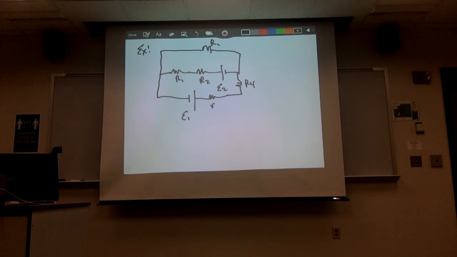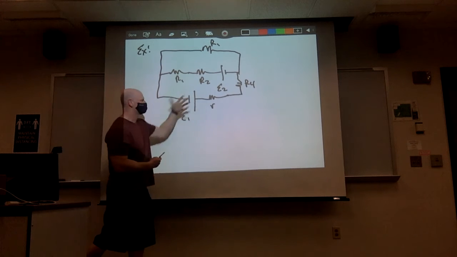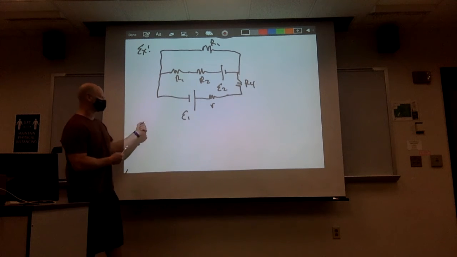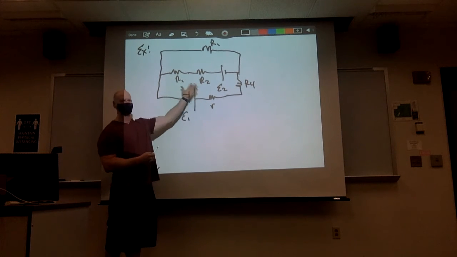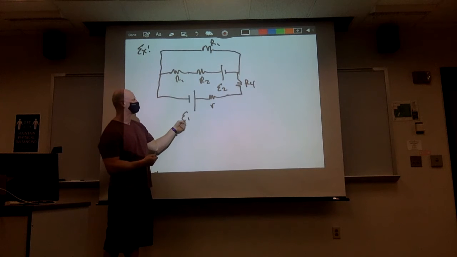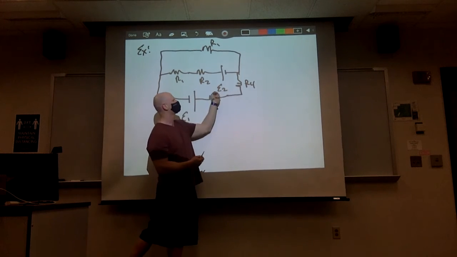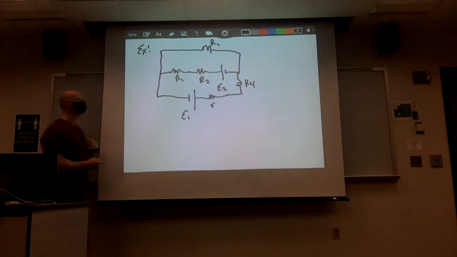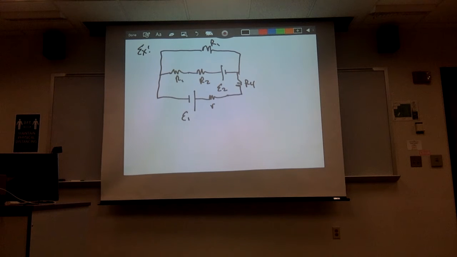Okay. So let's talk about how this actually works. So how this works is you're going to be given something like this, where this something is going to have simply numbers for all of these different objects. So for example, I'm going to tell you what E1 is, I'm going to tell you what R, R4, E2, R1, R2, and R3, and that's it. And I'm going to ask you questions like, what's the current through the system? So the first thing we have to do then is what?